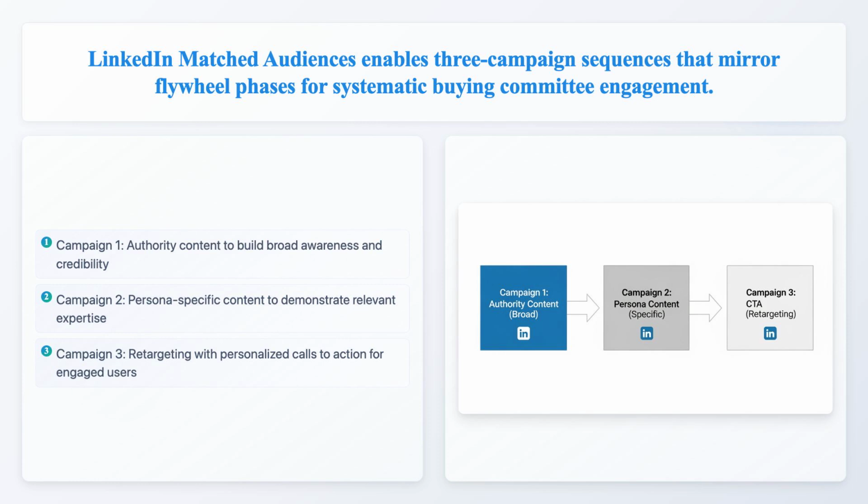This sequence mirrors your flywheel phases. Educate with authority content, validate with persona-specific expertise, then engage with personalized offers. Use LinkedIn's conversion tracking to measure which campaigns drive actual sales conversations, not just clicks. The key is patience. This sequence might run over 3-6 months as you build relationships with complex buying committees.